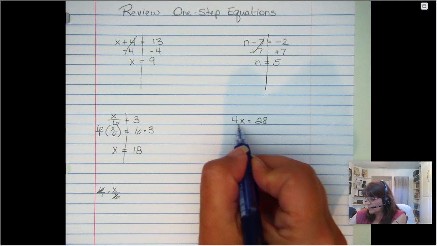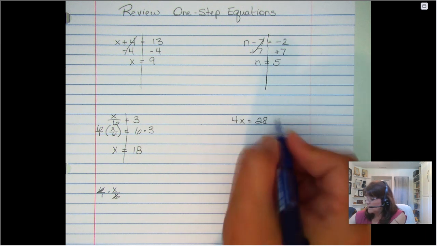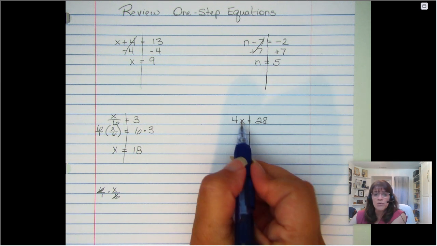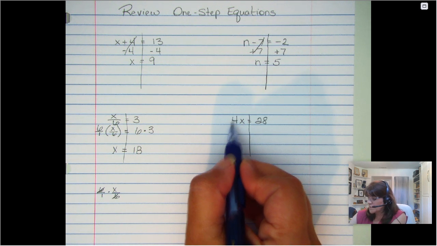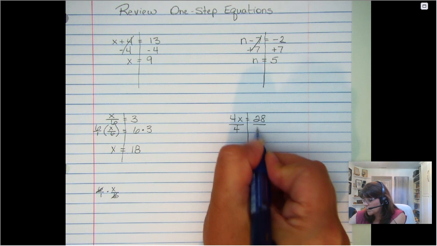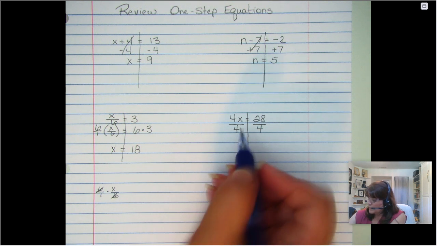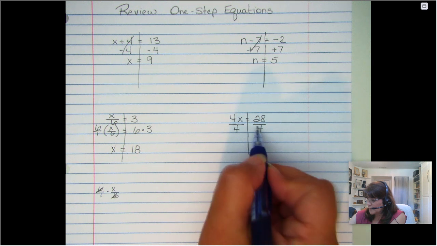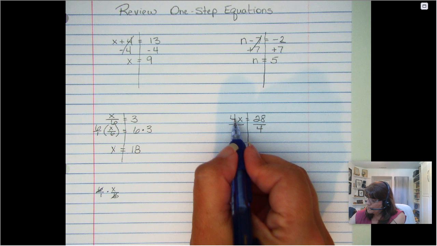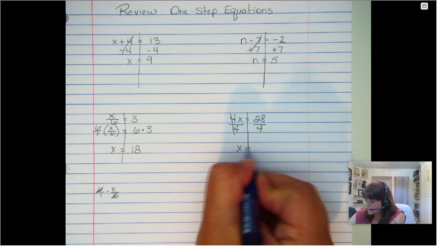Now in this last one, 4 times something, 4 times x, equals 28. Well, the inverse operation of 4 times something is to divide by. So I'm going to divide both sides by 4. Because of the division property of equality, if I divide both sides of the equation, it stays equal. These cancel each other out. X equals 7.